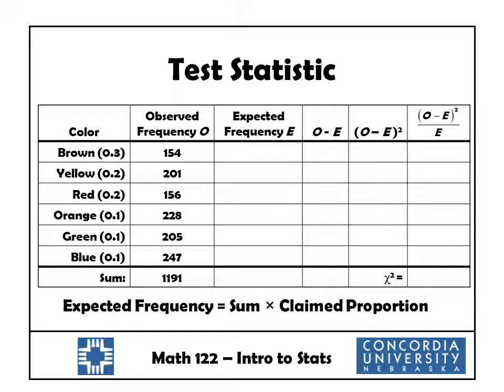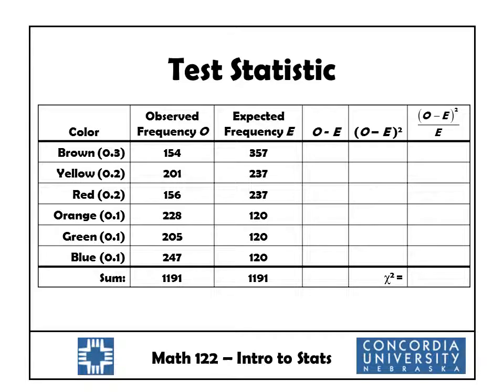So now to calculate our test statistic, we set up our same table here. Notice again we've got 6 different categories, so we have a multinomial experiment. Each M&M is either brown or yellow or red, etc. Here we have our observed frequencies. Now, our expected frequencies are not all going to be the same. To calculate our expected frequencies, we're going to take the sum of the observed frequencies times the claimed proportions.